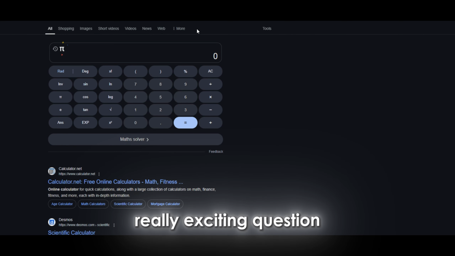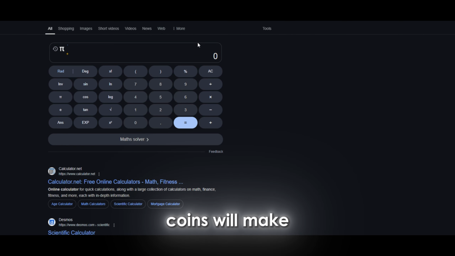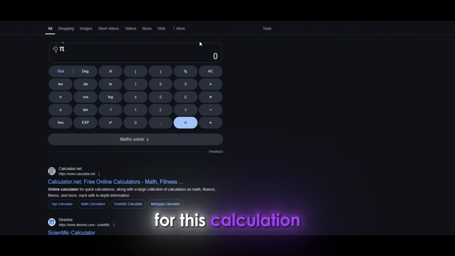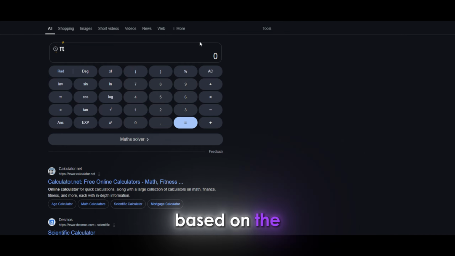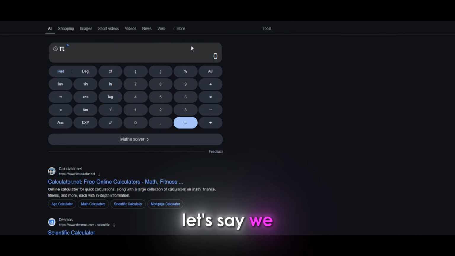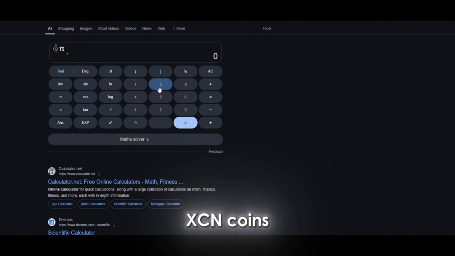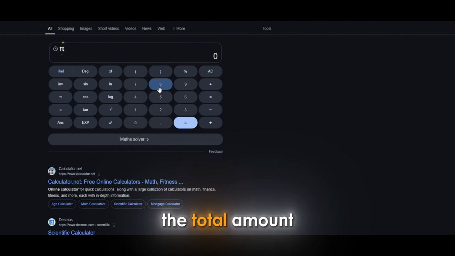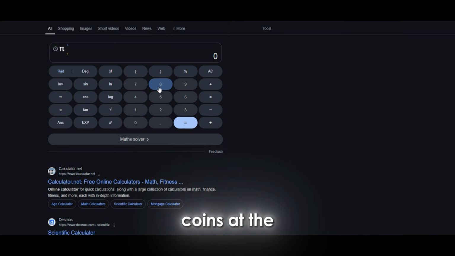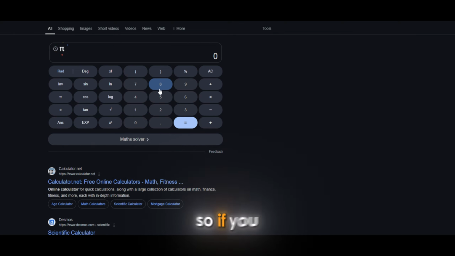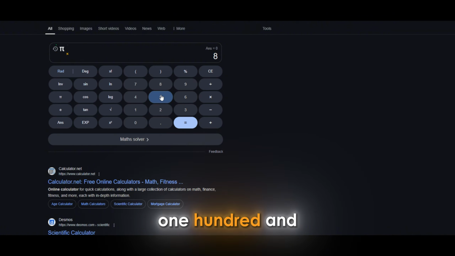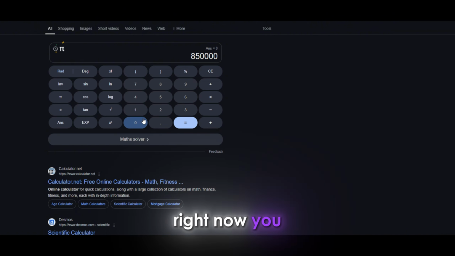Now for the really exciting question, how many XCN coins will make us millionaires? For this calculation, we will analyze the target price of 12 cents. First, we need to make a calculation based on the current XCN price. Let's say we have 8.5 million XCN coins. When we calculate the total amount of investment required to buy these coins at the current price, we get a figure of around $110,000. So if you invest around $110,000 right now, you can own 8.5 million XCNs.